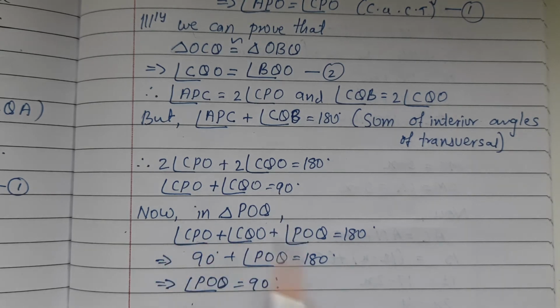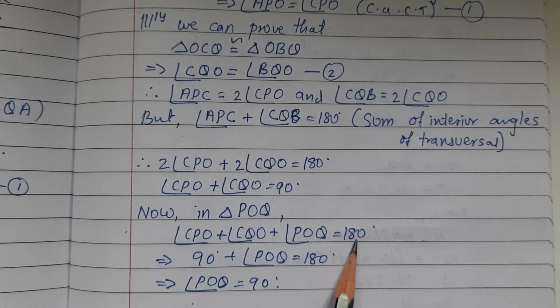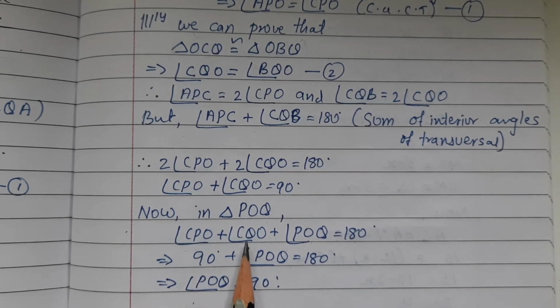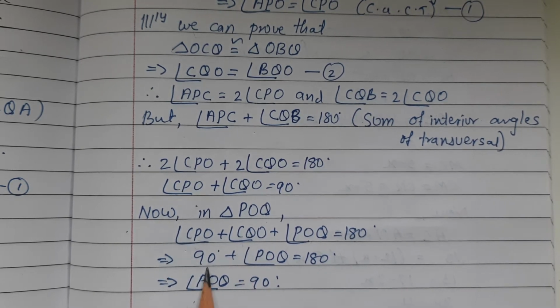In triangle POQ, all three angles sum to 180 degrees, so angle CPO plus angle CQO, which is 90, plus angle POQ equals 180 degrees. This implies angle POQ equals 90 degrees.